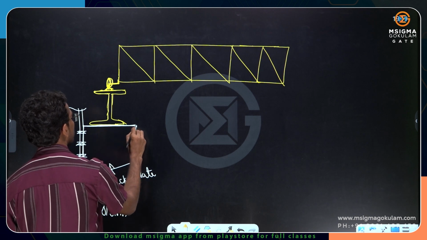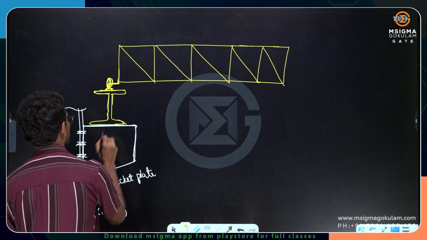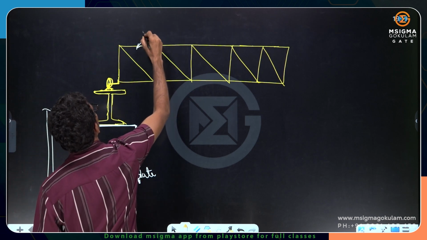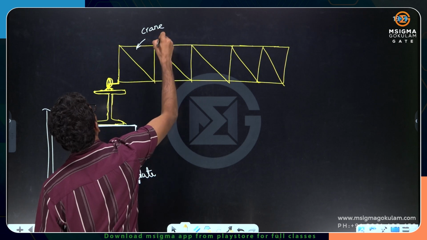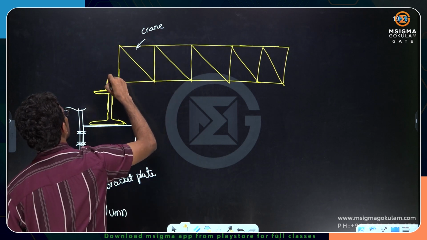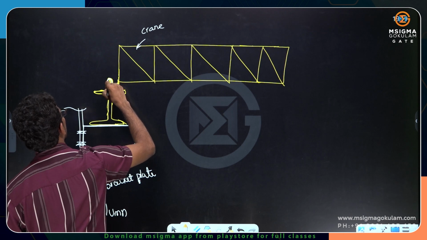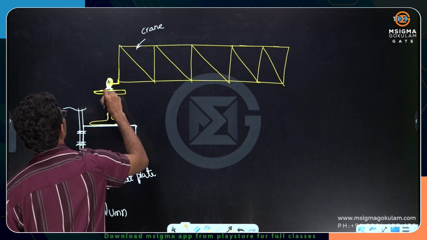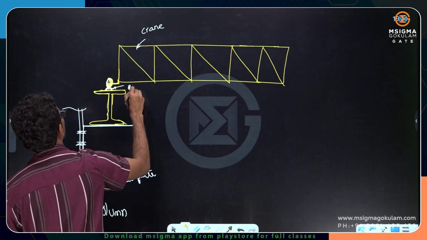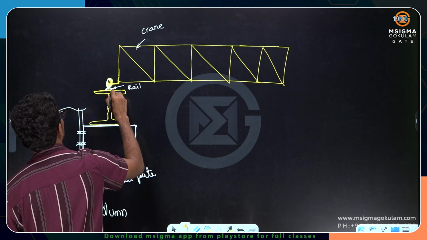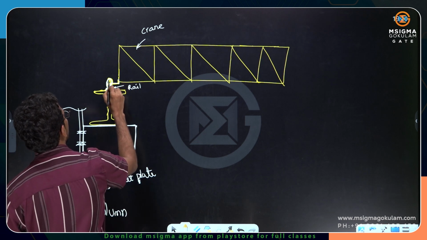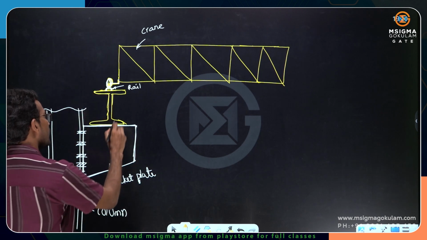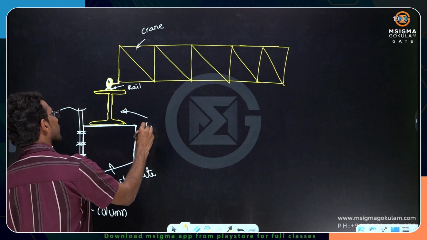On the top of this bracket plate, we have what we call the girder. There is a crane wheel load. This is the crane. From the crane, the load passes through wheels over the rail. This rail is provided over the I section, like a railway track. The wheels of the crane rotate over this. Whatever you see here is called the gantry girder.